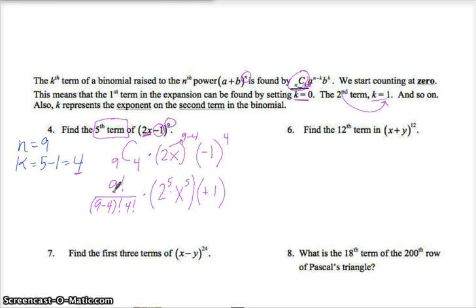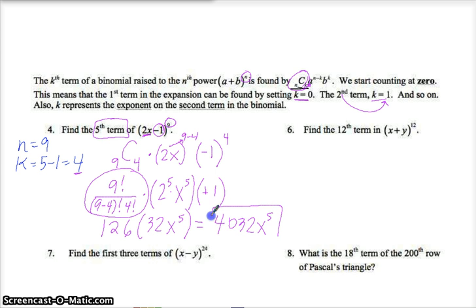You could have just used your calculator and done 9 choose 4, so I'm doing that now on my calculator, and that's 126. So this right here becomes 126, 2 to the 5th is 32, x to the 5th, and then the positive 1 has no significance. We're multiplying by positive 1, so this simplifies to 4,032 x to the 5th power. So the 5th term of this expansion is 4,032 x to the 5th power.